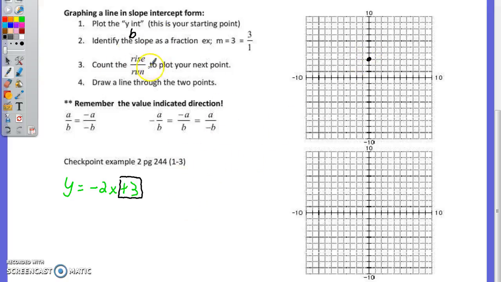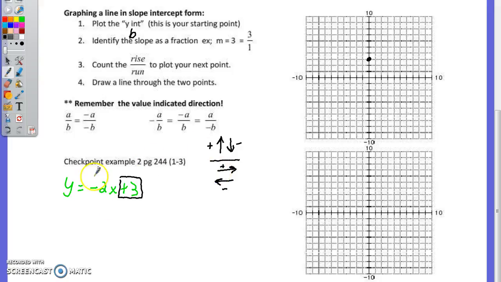Next, we count our rise over run. Now, in the previous chapters, we've talked about what our rise over run means. Our numerator is either going up or down, and our denominator is either going left or right based on values. So positive is up, negative is down, positive is to the right, negative is to the left.